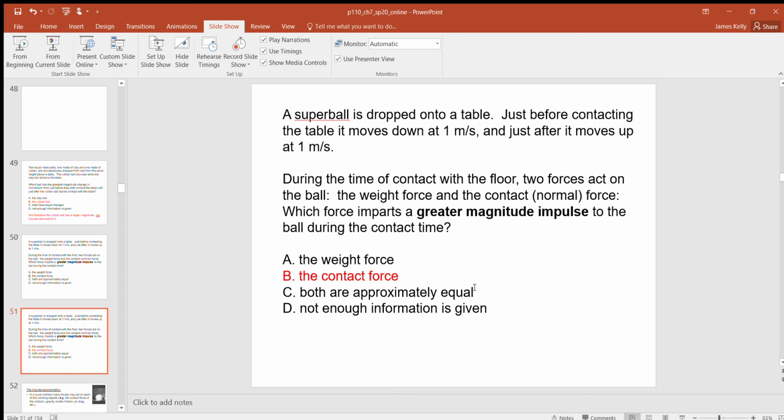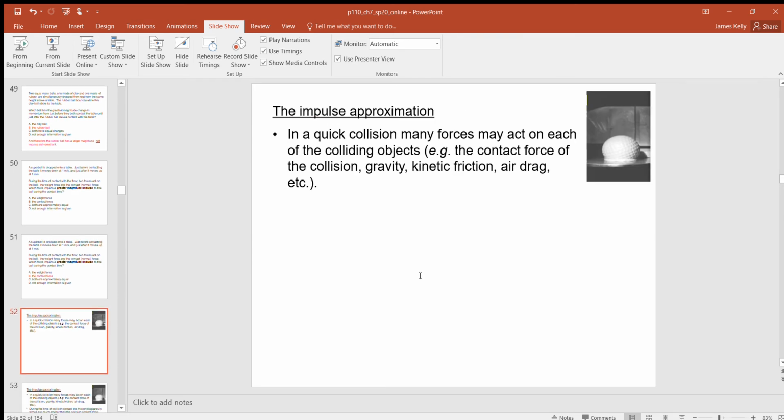What that means is that compared to the contact force, the weight force, at least if we're just considering the small amount of time in which the ball is in contact with the table, we can kind of ignore in terms of the impulse it delivers to the ball. The contact force is the only important player here. And that has to do with something called the impulse approximation that hopefully you read about in the reading.